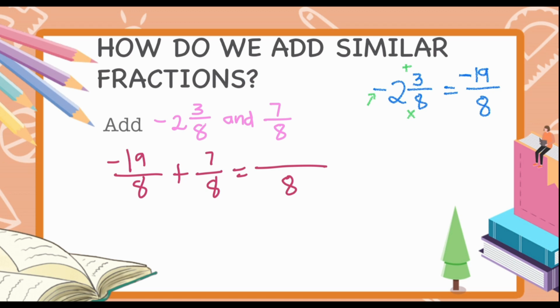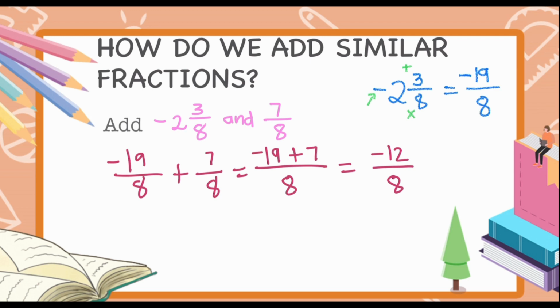So, we will have negative 19 plus 7. So, then add the numerator. So, parang addition of integers, negative 19 plus 7. So, keep the sign of the bigger number. So, we will get negative 12 over 8. But as you can see, negative 12 over 8 is not yet in its lowest term. So, ang gagawin natin, i-convert natin siya sa lowest term niya.